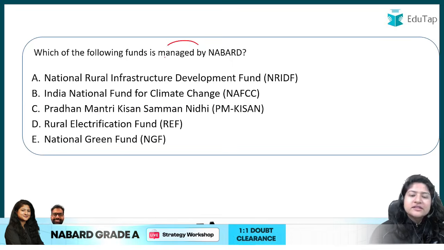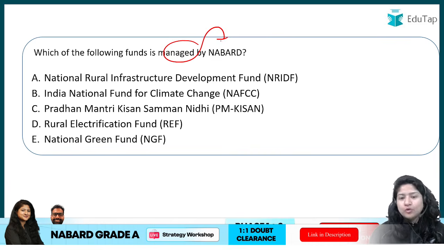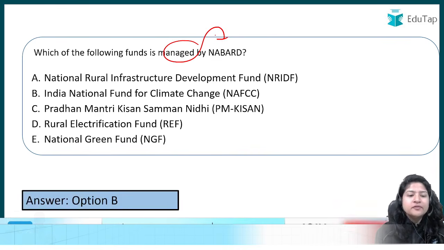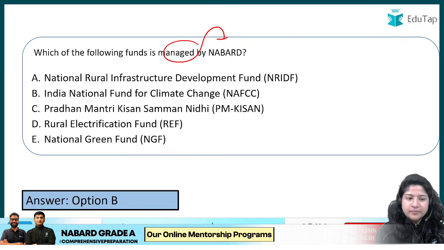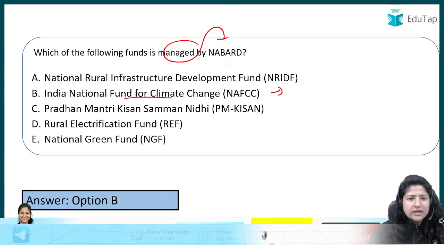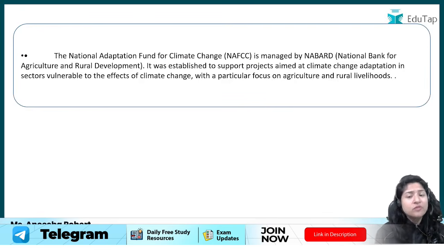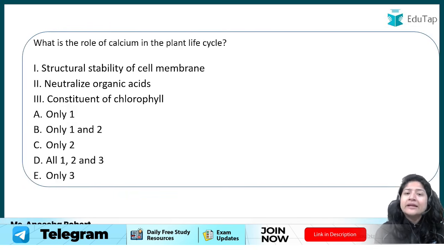Which of the following funds is managed by NABARD, ठीक है. तो this can be part of your NABARD annual report, ठीक है. तो यहाँ पे if you look at it, option number B, Indian National Fund for Climate Change. वैसे तो this is part of your current affair, generic current affair also. However, there was mention of this in your annual report also, so we are keeping it in NABARD annual report. तो इससे what do we get to know or understand, that NABARD annual report is equally important.